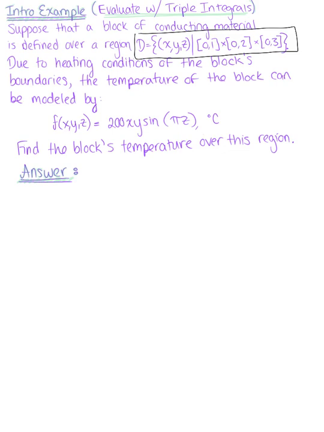And we say that due to heating conditions of the block's boundaries, the temperature of this block can be modeled using the function f of x, y, z is equal to 200 times x times y times sine of pi z degrees Celsius. And we are asked here to find the block's temperature over this region. So we want to start here by setting up the triple integral.